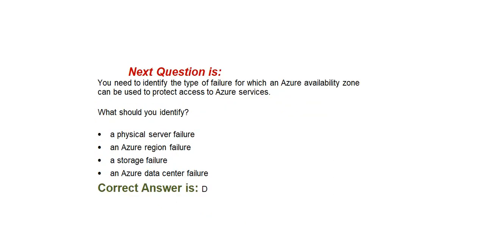Next question is, you need to identify the type of failure for which an Azure availability zone can be used to protect access to Azure services. What should you identify? Option A, a physical server failure. Option B, an Azure region failure. Option C, a storage failure. Option D, an Azure data center failure. Correct answer is option D, an Azure data center failure.